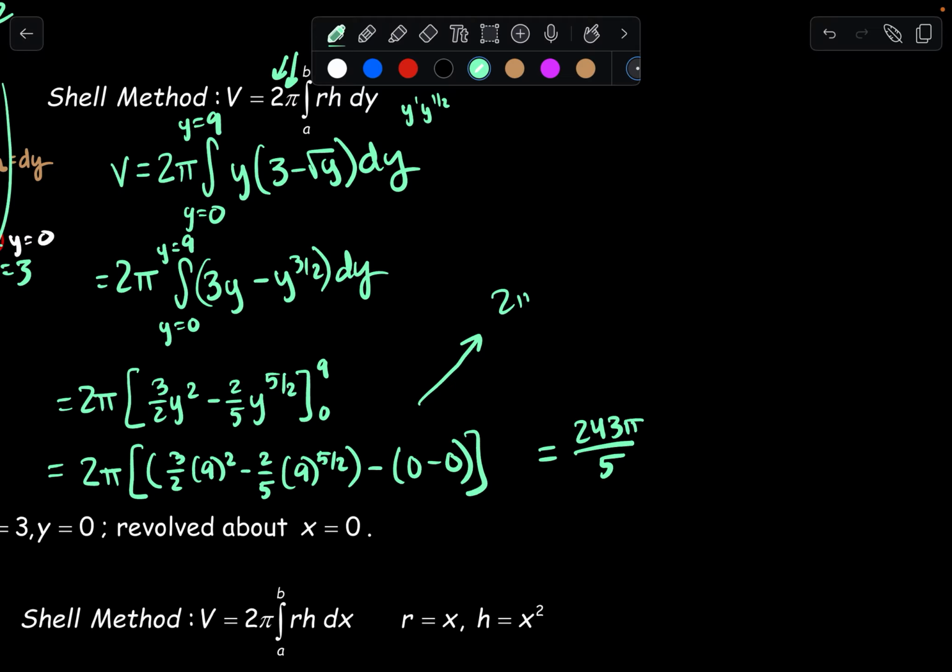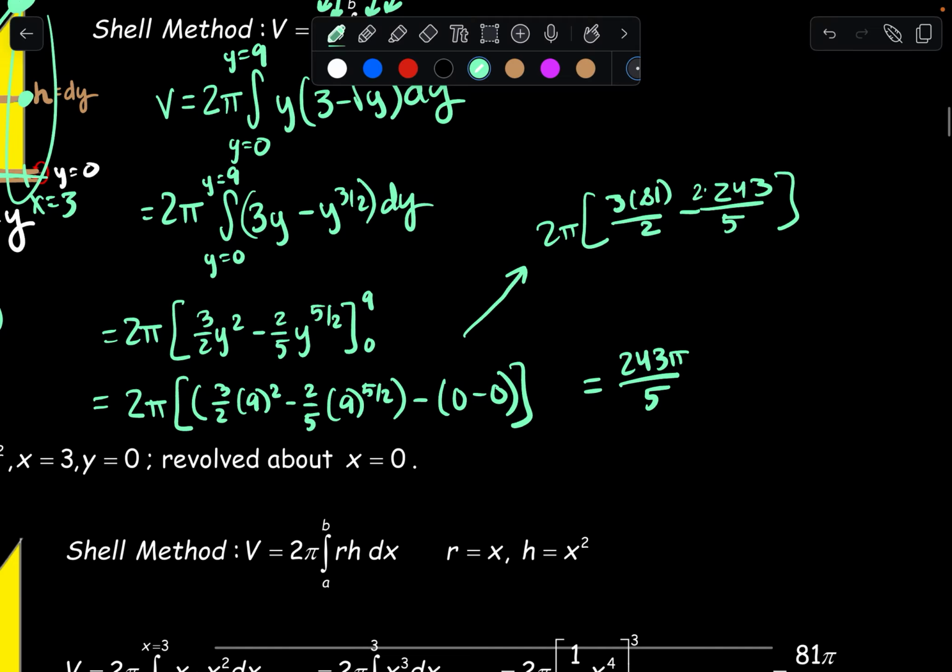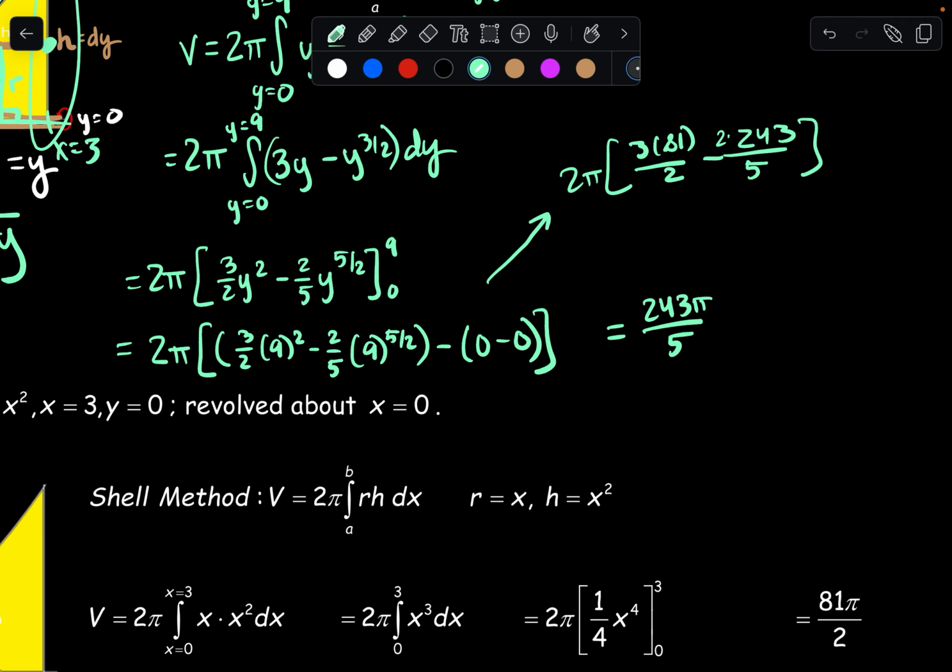Now, when you are simplifying, just please remember your rules. You get 9 squared, which is 81, so you have 3 times 81 over 2. And then take the square root first. If you take the square root of 9, you get 3, and then raise 3 to the power of 5. You get 3, 9, 27, 81, and then I think it's 243. So 243 times 2 over 5. And then you can simplify from there if you want to. Okay, but just be careful. Maybe practice the algebraic manipulation because you might see a multiple choice.